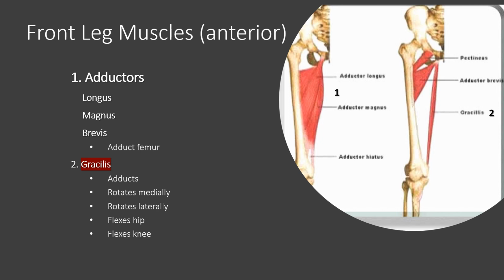And footballers in particular, if they're going to kick the ball sideways, then this is the muscle they will quite easily injure. This is an adductor, but it rotates medially, it flexes the hip and the knee, and also assists in lateral rotation as well. But its main job is medial rotation, adduction. So that's the gracilis. So say after me.